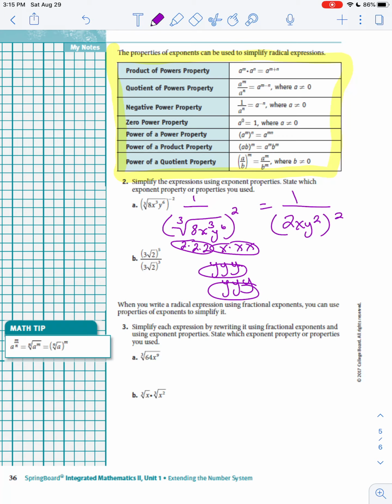2xy squared, but remember that was all still being taken to the second power. So I took care of the radical part of it first. Now I have to raise everything to the second power. So 1 over, and now let's remember 2 squared is 4, x squared is x squared, and this is a multiply right here, 2 times 2, so that's y to the 4th. And that ends up being our final answer.